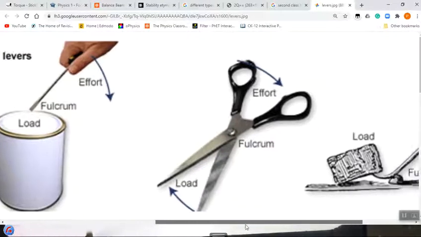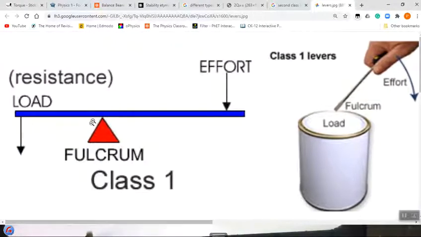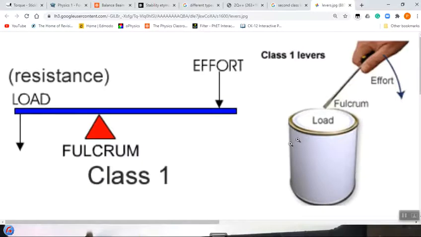A scissor is a class 1. So what is a class 1? When we have our pivot, also known as a fulcrum, in the middle, we have our force on the one side, also known as the effort, and we have the load on the other side. So where I apply the force and where I do the work is on 2 opposite sides.